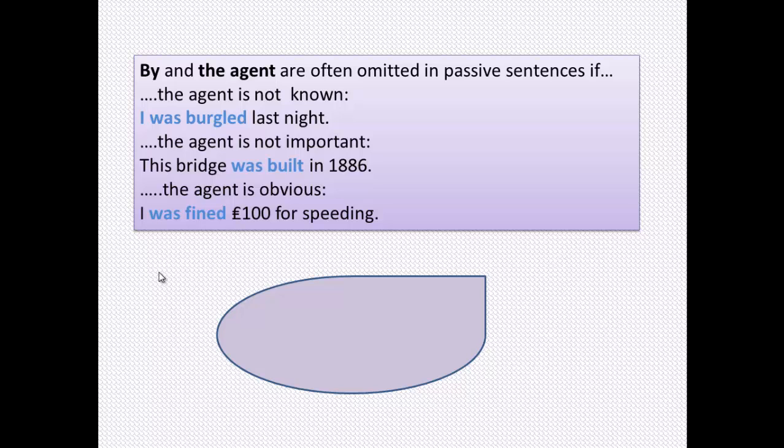By and the agent are often omitted in the passive sentences if the agent is not known, if the agent is not important, and if the agent is obvious or clear.